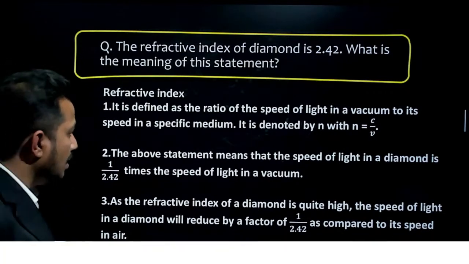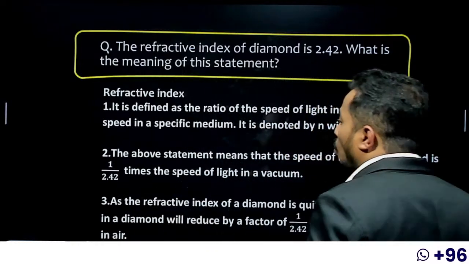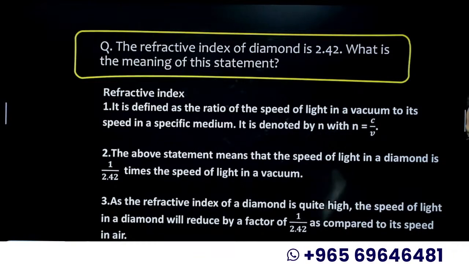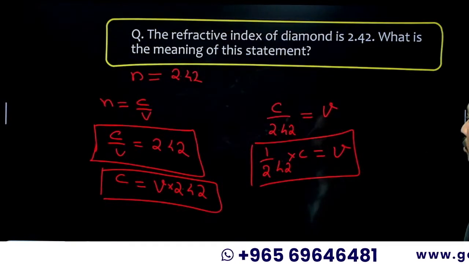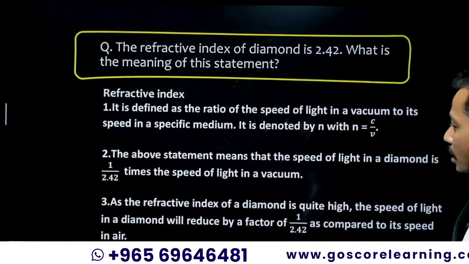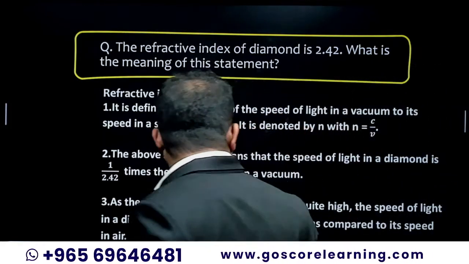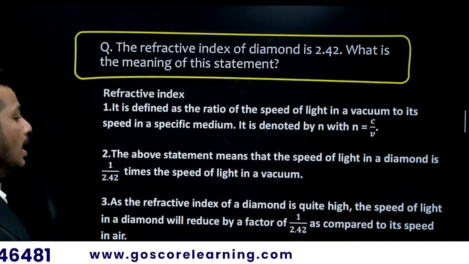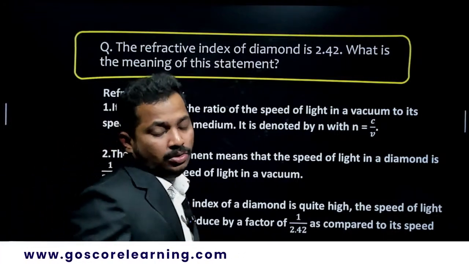The above statement means that speed of light in diamond is 1 by 2.42 times speed of light in vacuum. Same thing. Next one. As the refractive index of the diamond is quite high, speed of light in diamond will be reduced by the factor of 2.42 as compared to the speed of light in air. That is also another answer.